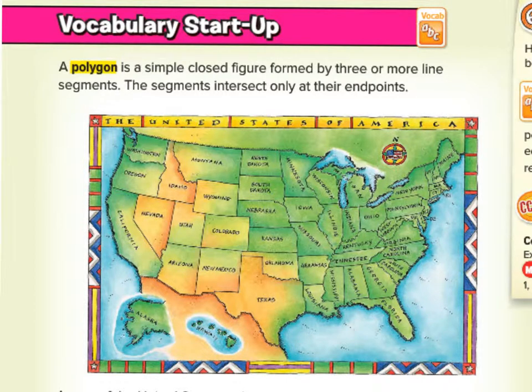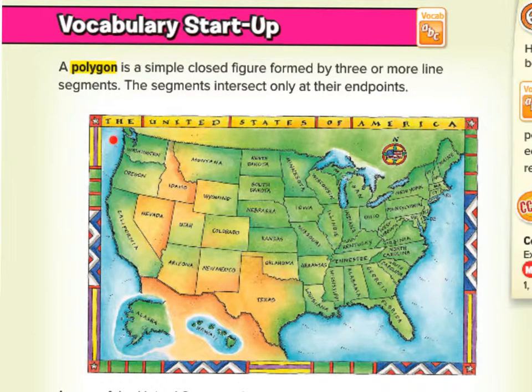Vocabulary startup. A polygon. A polygon is a simple closed figure. Closed means it's not like a U or a V. All the line segments connect, right? And it closes the figure. And it's formed by three or more line segments. The segments intersect only at their endpoint. Okay, so at their endpoint. So it's a closed figure, like a square or a rectangle.